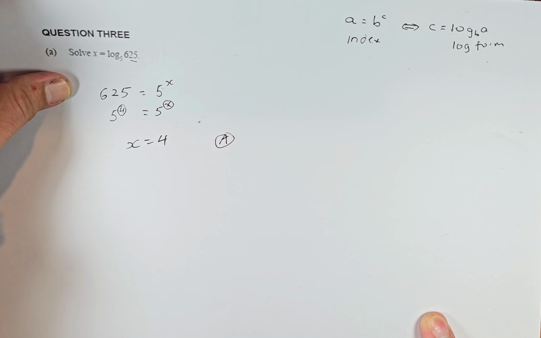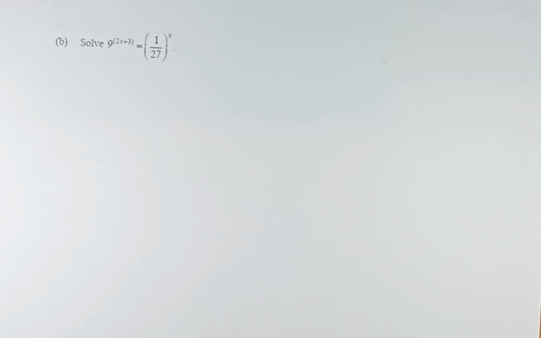Now we are going to do question 3B, and again it involves some logarithms. So I'm going to adjust the paper. The question sounds like this: solve 9 to the power 2x plus 3 equals 1 over 27 to the power x. This is a merit question and we're going to do it now.